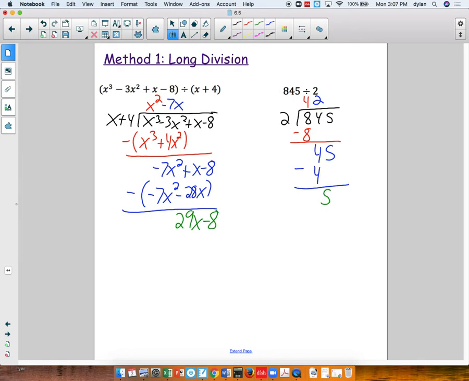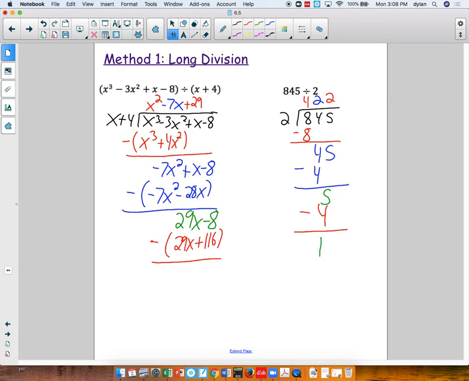Next step. So how many times does 2 go into 5 on our long division side? And we would say 2 times. And 2 times 2 is 4, so we're going to subtract. And on the other side, we would end up with how many times does x go into 29x? And so we would say, well, it goes in 29 times. 29 times x plus 4, we would subtract 29x plus 116. So now when we do our subtraction here, we've got 5 minus 4 is 1.